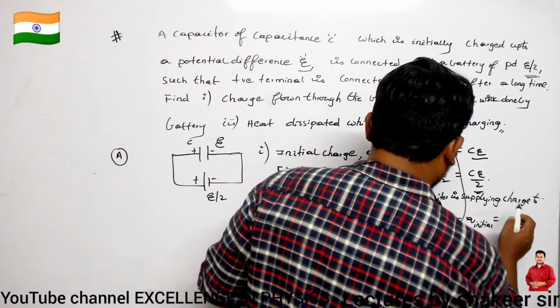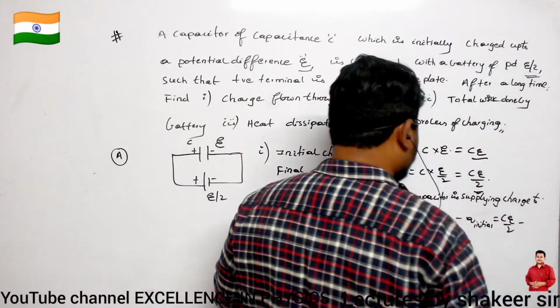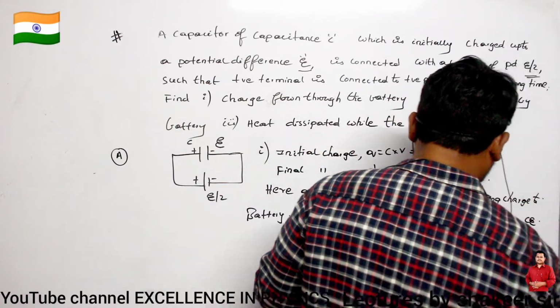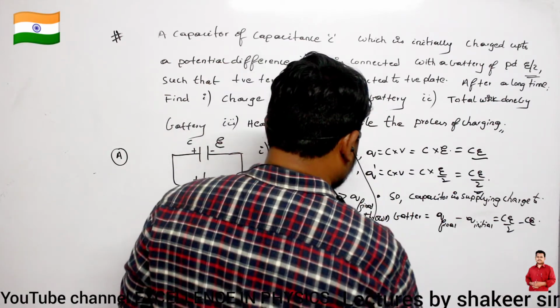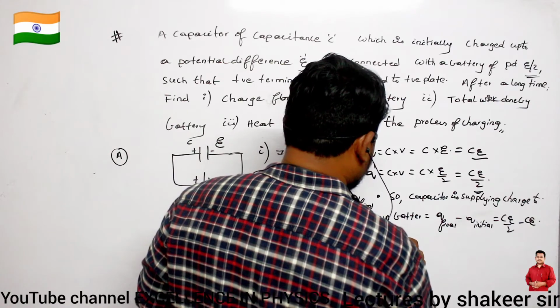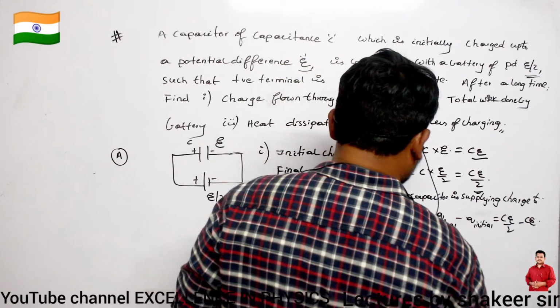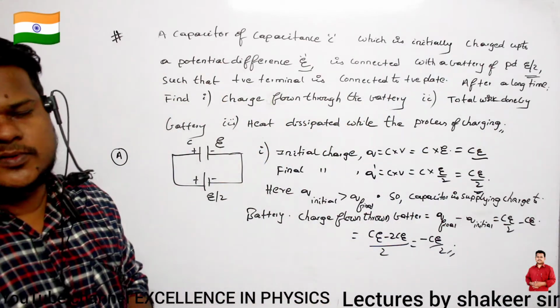Okay. So Q final is how much? Q final is CE divided by 2. Q initial is C into E. Okay, so take the LCM of this one. So therefore, how much is it? If I take it, CE minus 2CE divided by 2, so minus CE divided by 2. So that is the charge which has flown through the battery.